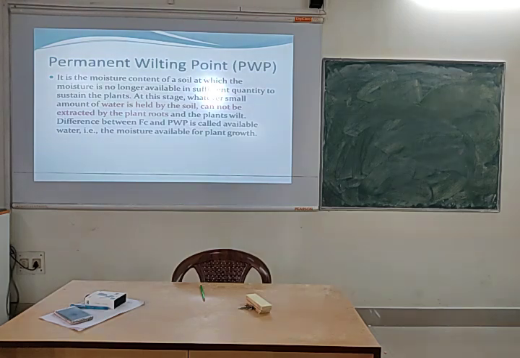Permanent wilting point. It is the moisture content of the soil at which the moisture is no longer available in sufficient quantity to sustain the plants.